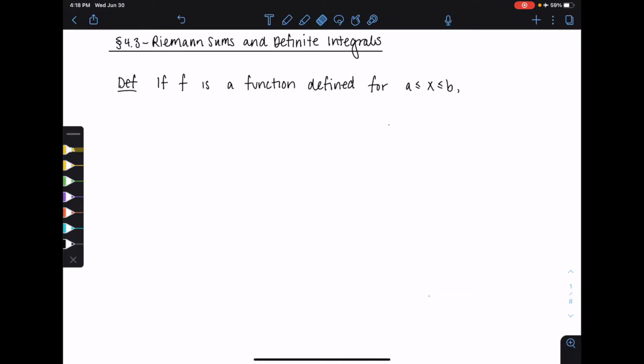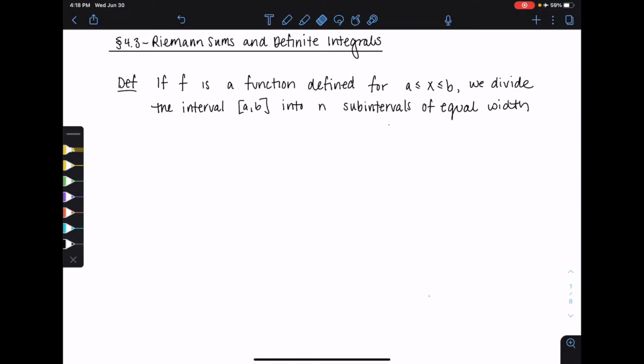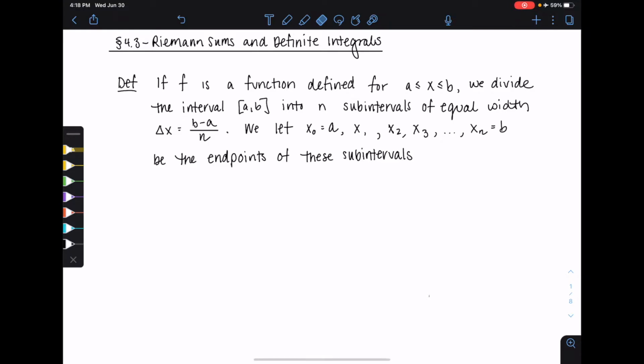And it tells us if a function f is defined for some x values between a and b, we can divide the interval from a to b into n subintervals of equal width. And that equal width is delta x. It's the length of the interval divided by n. We're going to let x0 be the first endpoint, which is a, then x1, x2, x3, and you keep going into the last value, xn, which is b. These are the endpoints of the subintervals.